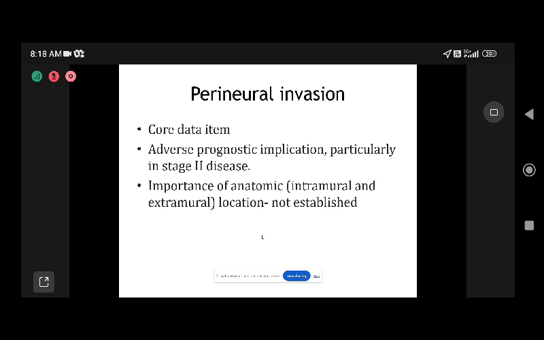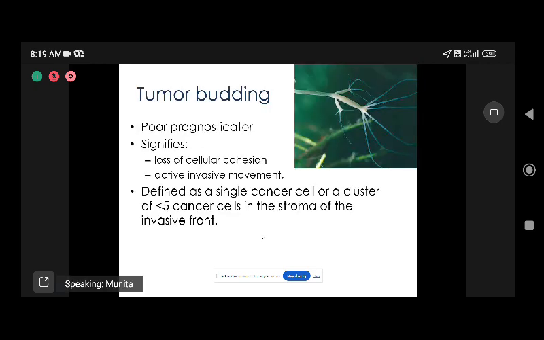Another core data item is the presence of perineural invasion. That is associated, even in early disease, with adverse prognostic implication. In other sites, we tend to say whether it is intramural or extramural. Here, we do not. There is not enough data to know whether identifying perineural invasion outside the bowel wall, extramural or intramural, has any prognostic connotation. Another core data item is tumor budding, which is a poor prognosticator.